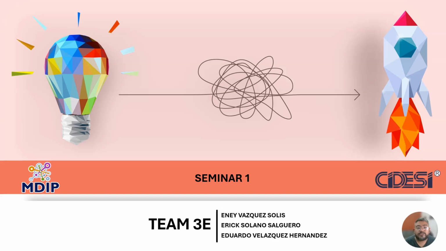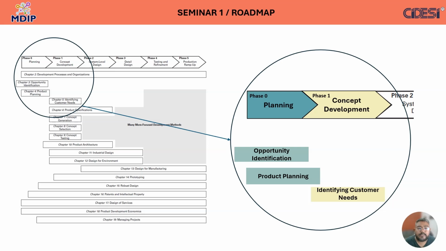In this video, we will show the progress of our thesis project in Seminar 1. It is important to emphasize that we are following the methodology described in the book Product Design and Development by Ulrich and Eppinger. In the image, on the left, we see the roadmap developed in the book. On the right, we see the introductory phases of the process, the planning phase, and the first part of the concept development corresponding to the concept of this seminar. Throughout this presentation, we will show the execution of each of these stages.